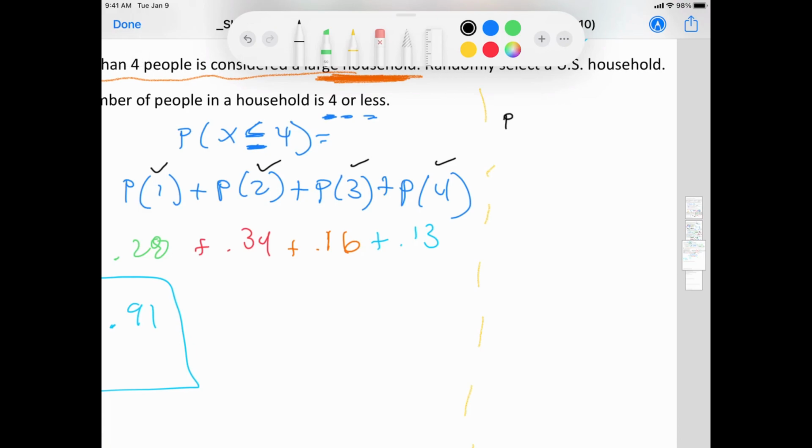So what's the probability of the complement? The complement of 4 or less is more than 4. Using the keyword not, it's 1 minus the probability of 5, and probability of 6. Let's just go with that.